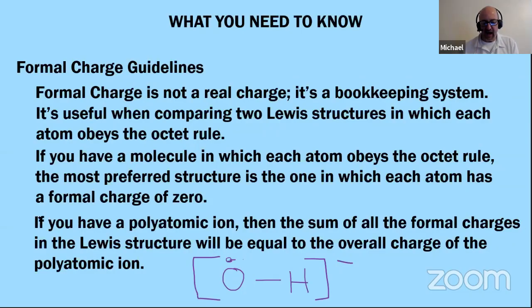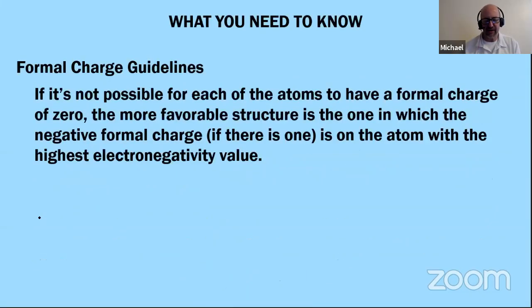So it has a hydrogen, which has a formal charge of 0 because that would be 1 - 1. And the oxygen has a formal charge of -1. That would be 6 - 7. So if you have a polyatomic ion, the sum of all the formal charges in the Lewis structure will equal the overall charge on the ion itself.